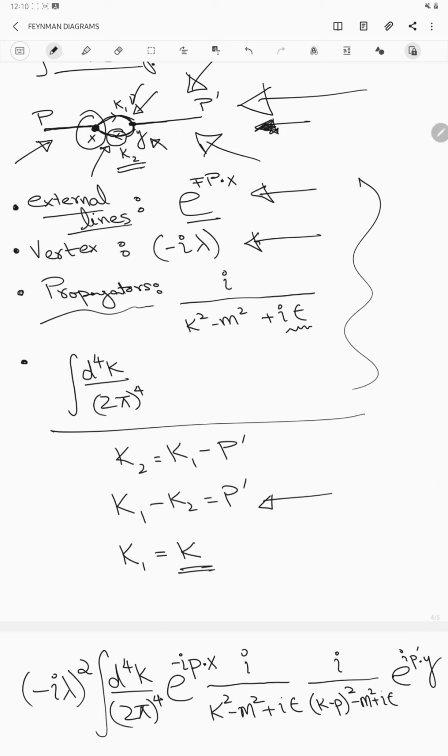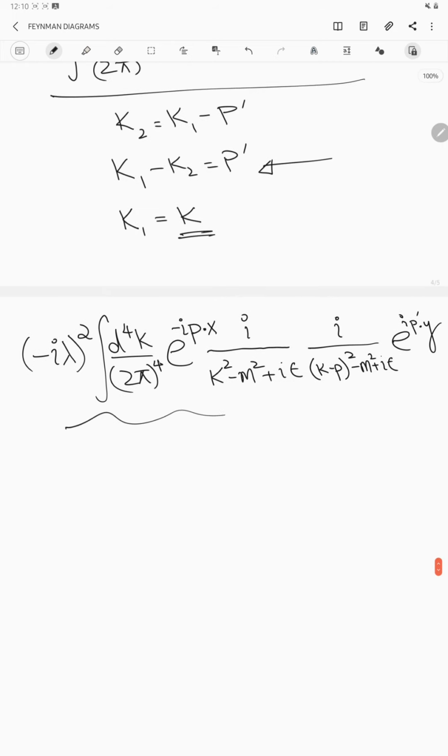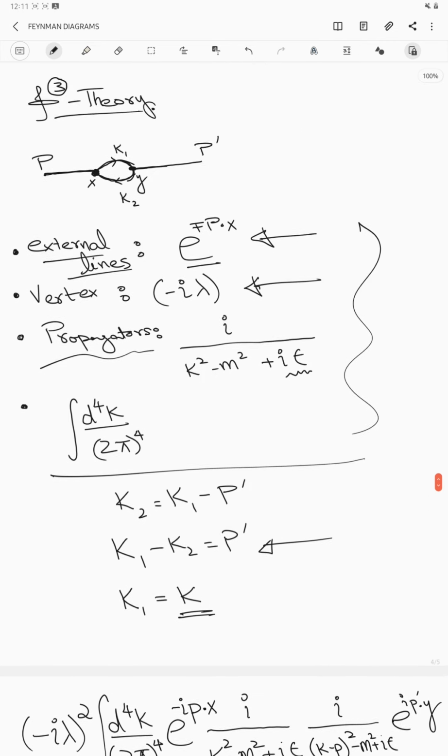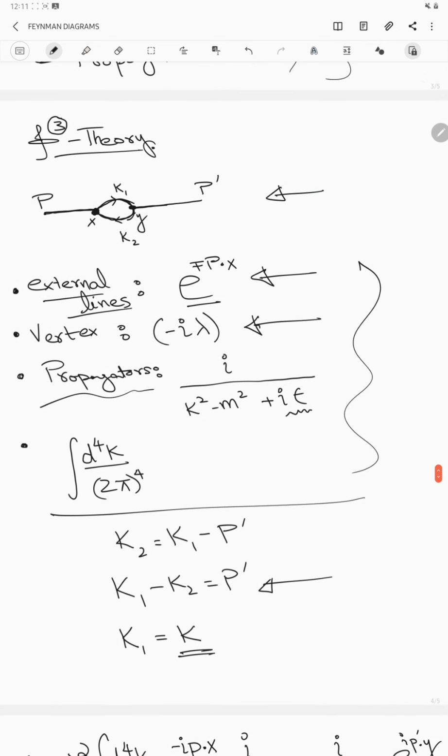I know I made the diagram a bit messy, but I hope you can understand it. Let's get rid of these extra lines. So this is your diagram, and this is the mathematical expression for it. Or rather, this is the integral that you would be computing to find the self energy in phi cube theory, because this diagram is what is called a self energy diagram.